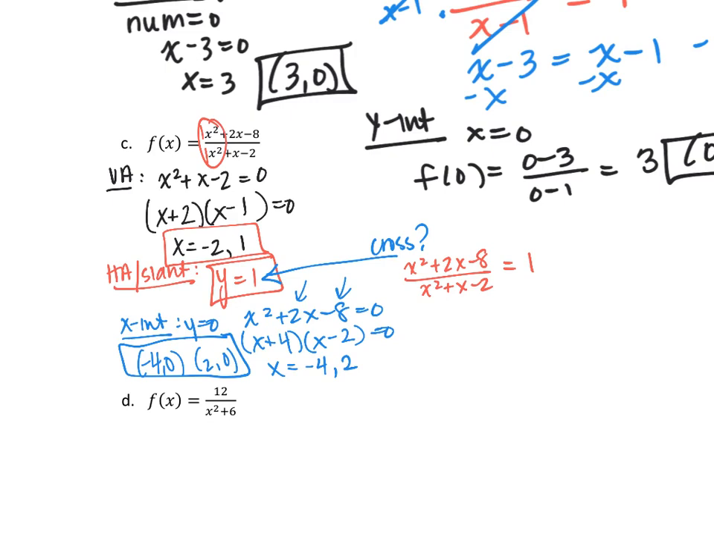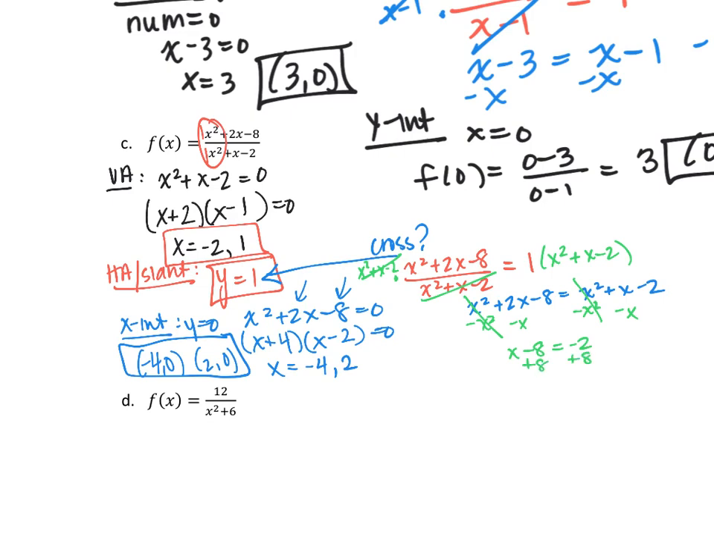So again, clearing out the fraction, we're going to multiply by x squared plus x minus 2 on both sides. Those cancel each other out. We're left with x squared plus 2x minus 8 equals x squared plus x minus 2. We'll move our x squareds over to one side, and that cancels those out, so we don't have a quadratic anymore. We can move our x over, so it looks like we have x minus 8 equals negative 2. I'll add the 8 over, and it looks like we have x equals 6. So we are going to cross, yes, and it's going to be at the point (6, 1), as long as I did all that math right.